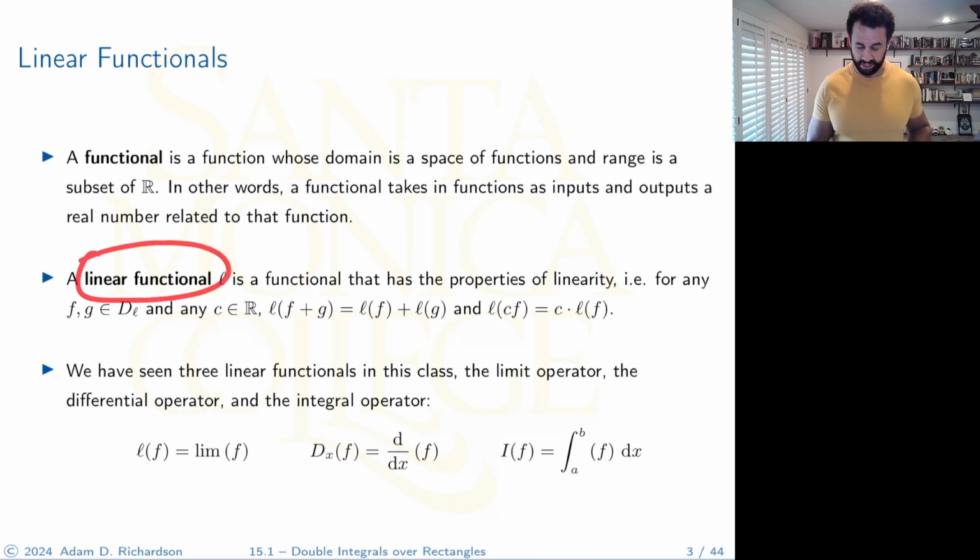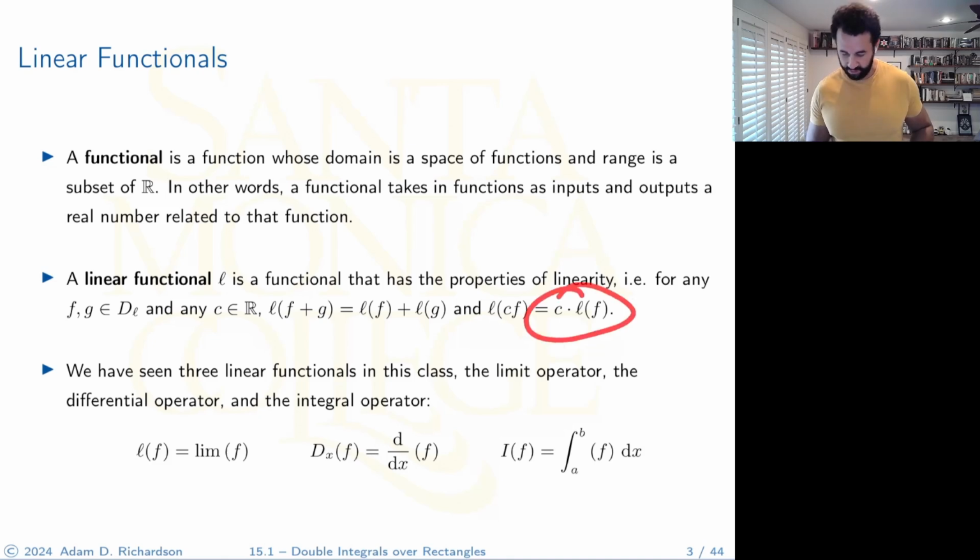A linear functional is a functional that also enjoys the properties of linearity. So what is linearity? That basically means that your functional will split over sums and differences, and also that you can pull out constant factors, scalars, I should say, where C is a scalar of some sort. Those two properties are called linearity.